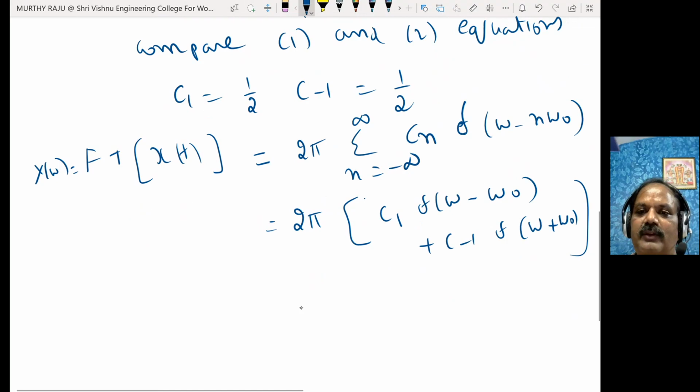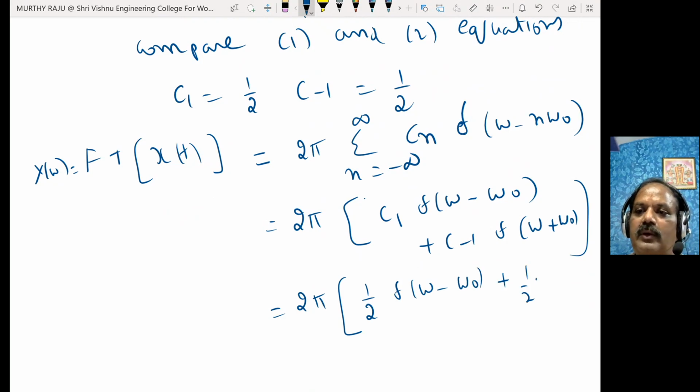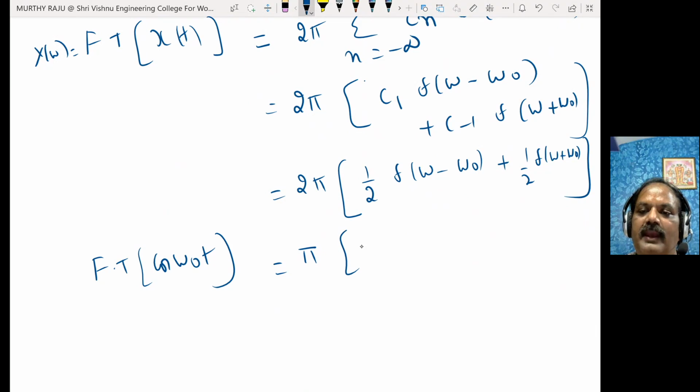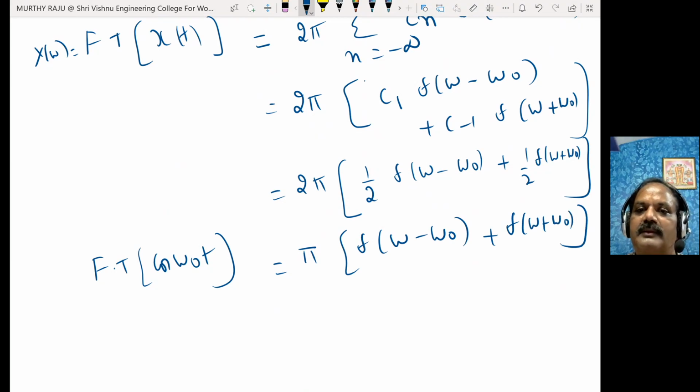Therefore, 2 pi times C1 is 1 by 2 delta of omega minus omega naught, and C minus 1 is 1 by 2 delta of omega plus omega naught. 1 by 2 is a common term, cancel out. Therefore, Fourier transform of cos omega naught t is equal to pi delta of omega minus omega naught plus delta of omega plus omega naught.